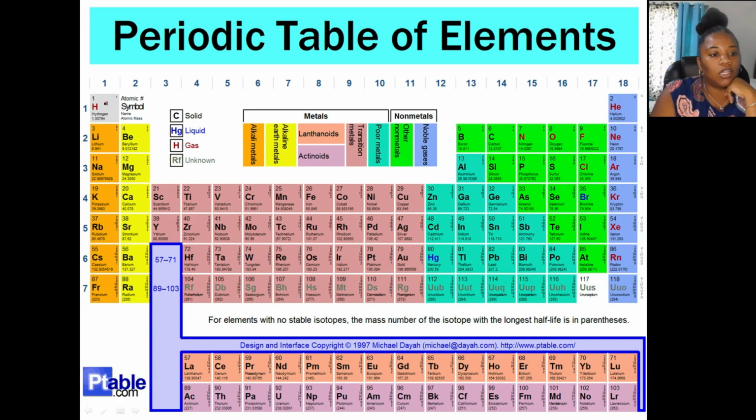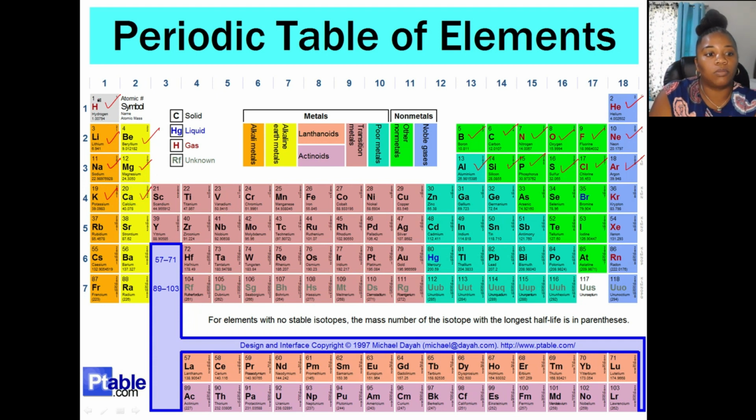So these are the first 20. You have to learn hydrogen, helium, lithium, beryllium, boron, carbon, nitrogen, oxygen, fluorine, neon, sodium, magnesium, aluminum, silicon, phosphorus, sulfur, chlorine, argon, potassium, and calcium. Okay, so you have to learn the first 20 elements.